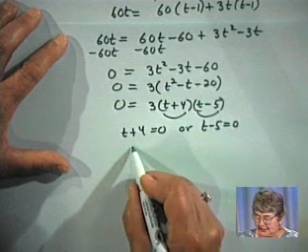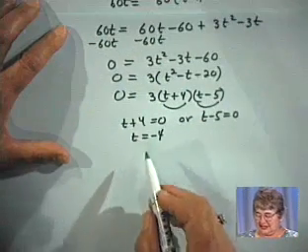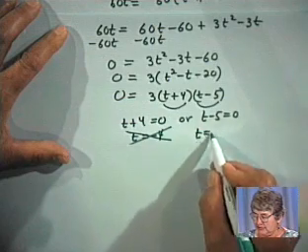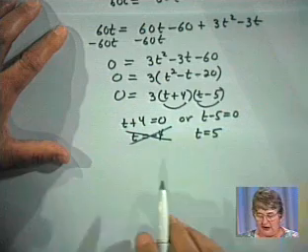so we could have t plus 4 equals 0, or t minus 5 equals 0. Okay? In this case, if we solve for t, one of the solutions is negative, and so let's throw that out and keep the one solution that we have, which is that t is equal to 5. 5 hours.